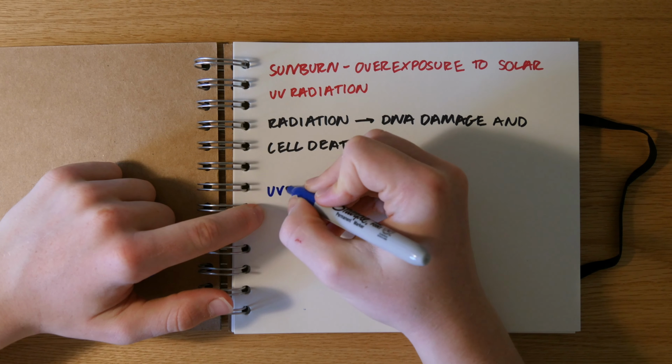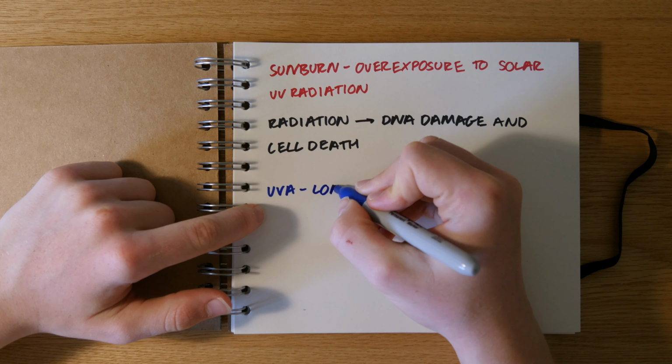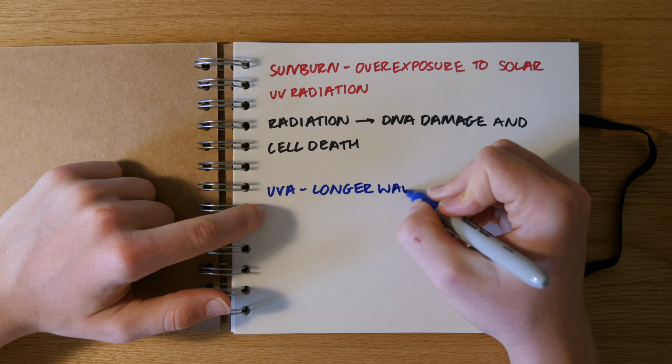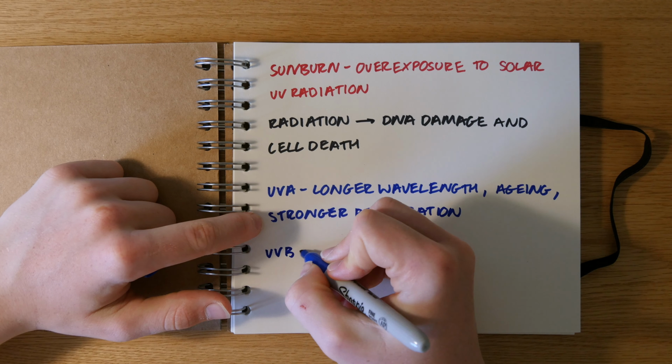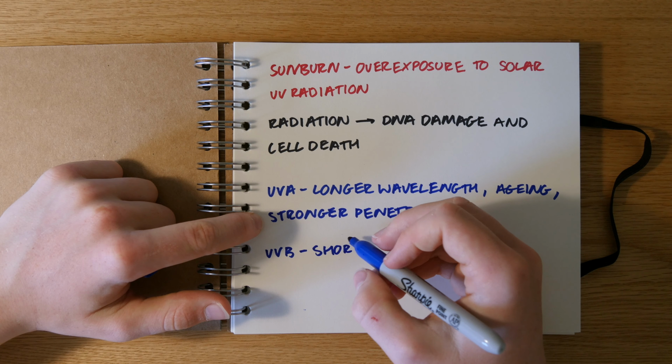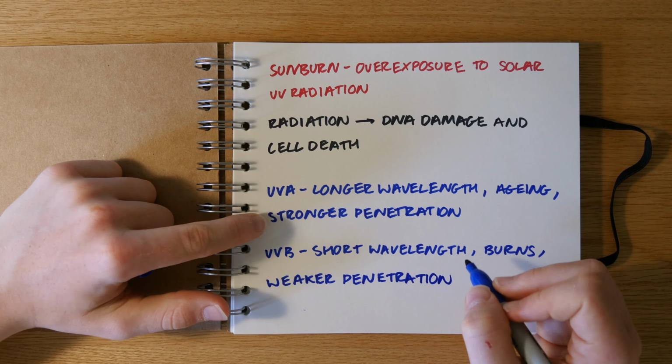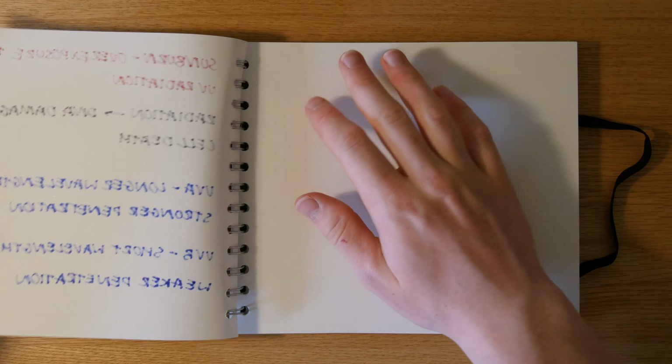UVA has a longer wavelength, is responsible for aging, and can penetrate windows and cloud cover, while UVB has a shorter wavelength, it more readily causes skin burns but with weak penetration. Both types can cause DNA damage and skin cancer as a result.